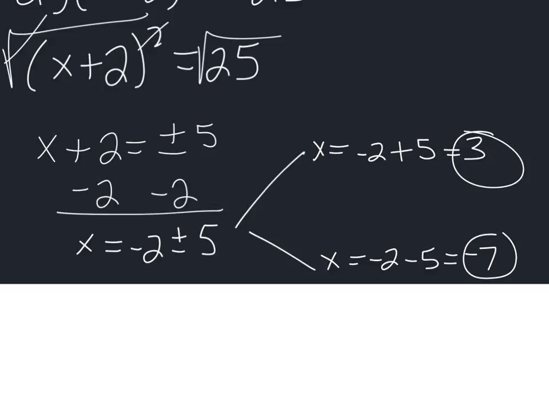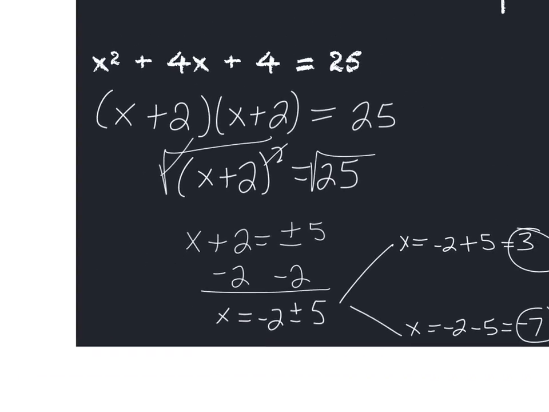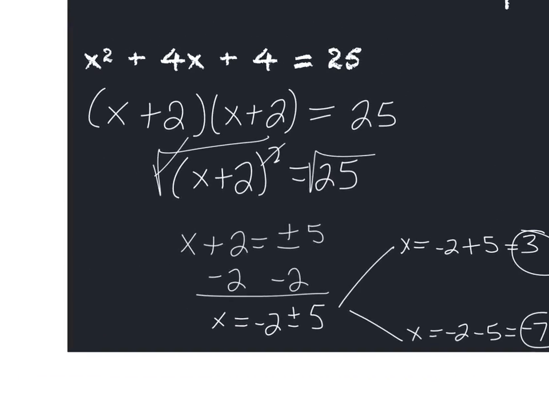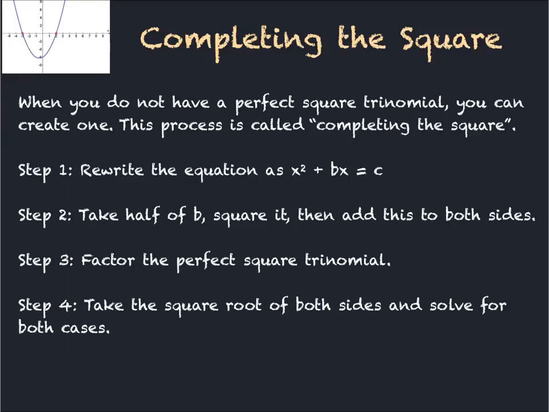So that's why we want to factor a perfect square trinomial and change it to this, because once we've changed it to this, we can solve this equation by taking square roots. That's the whole purpose. Now, what about if our trinomial is not a perfect square trinomial? If it's not a perfect square trinomial, we want to change it to a perfect square trinomial. And this process is called completing the square.